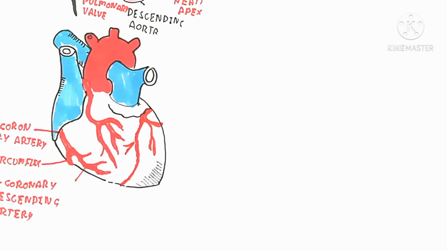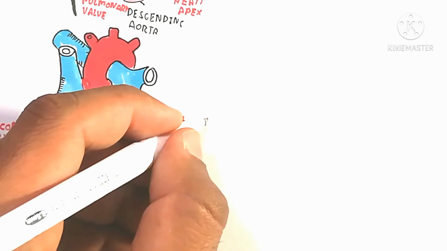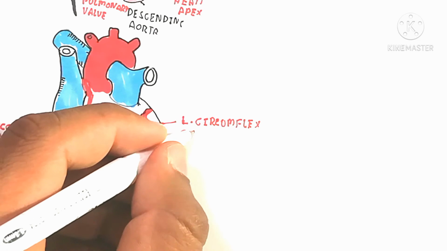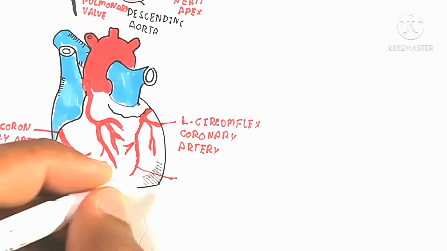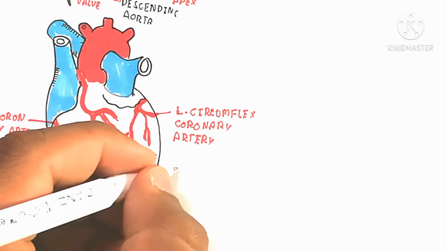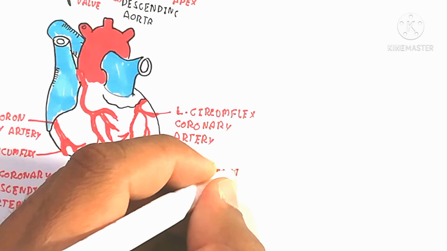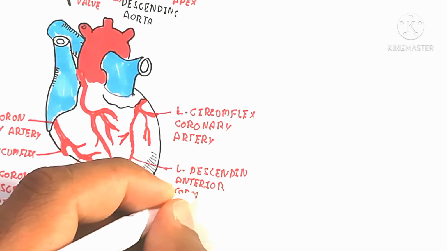So that means the left circumflex artery and right circumflex artery go into the back of the heart, the posterior side of the heart, to supply the oxygenated blood. So here is the left circumflex coronary artery, and here is the middle descending anterior coronary artery.